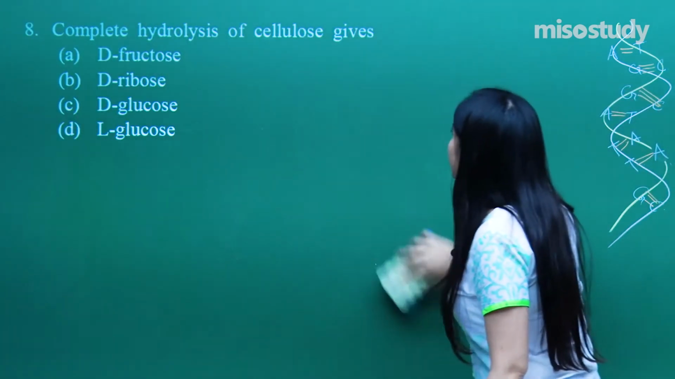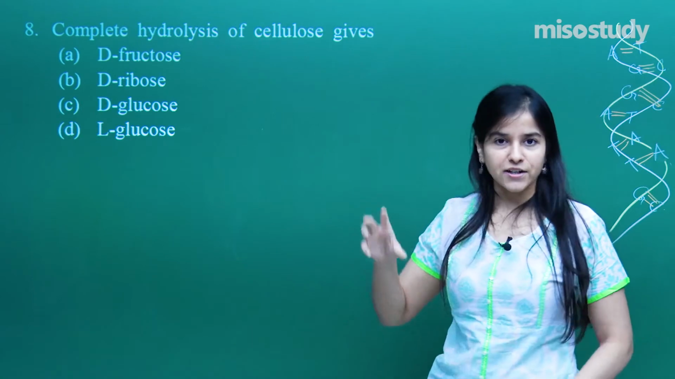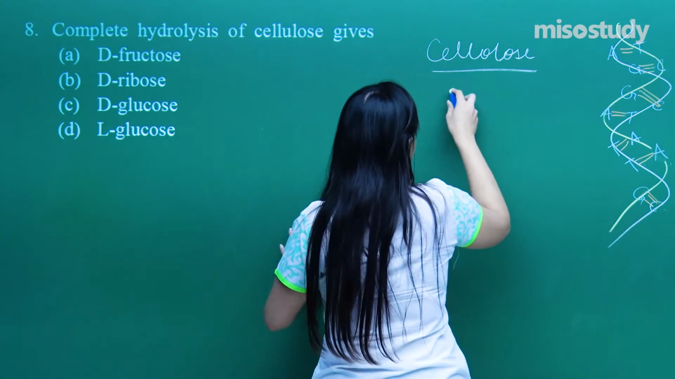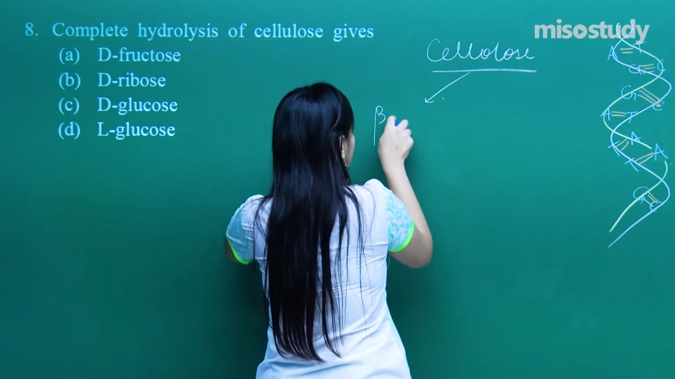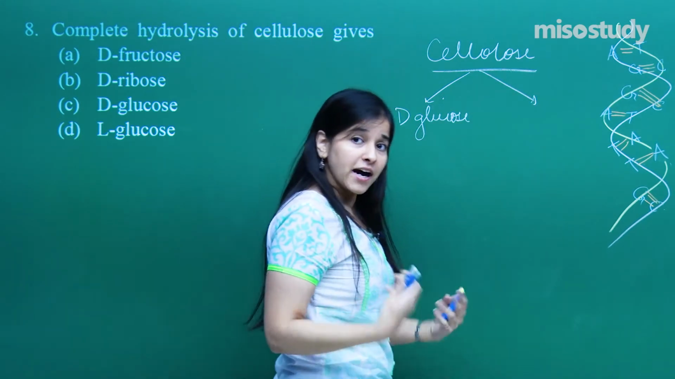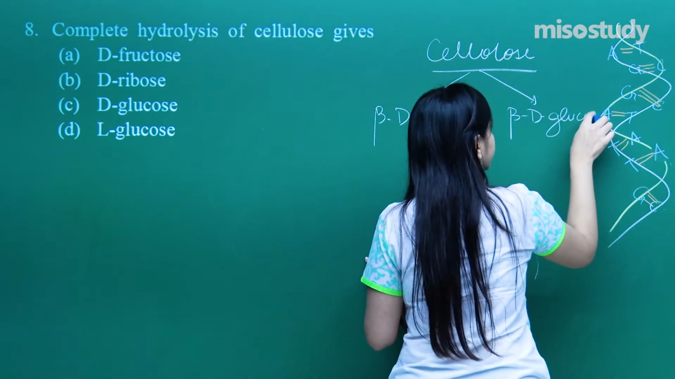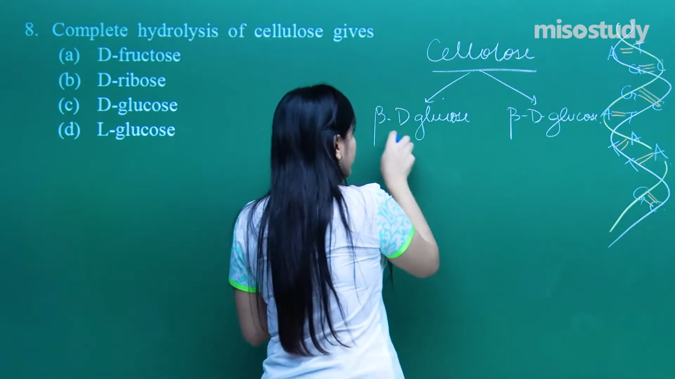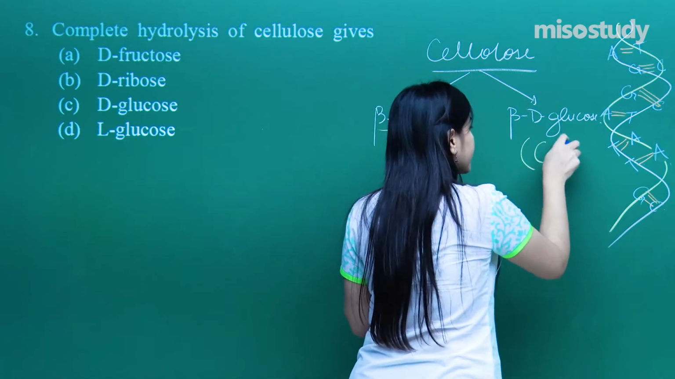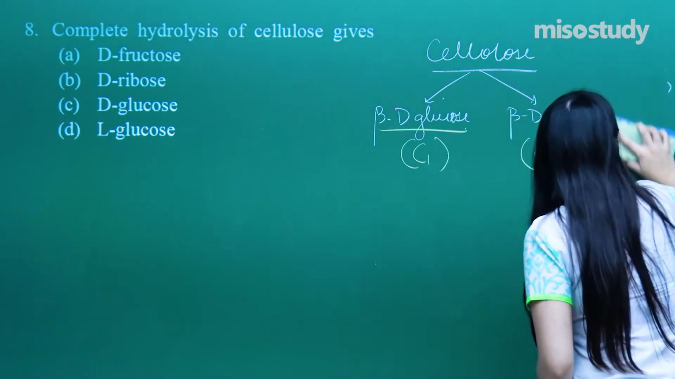Complete hydrolysis of cellulose gives. So, remember the structure of cellulose. What does it actually contain? So, cellulose is actually having a beta D glucose and a connection between what? Again a beta D glucose. So I've got a beta D and a beta D. And one beta D glucose is connected via carbon 1 and the other one is connected via carbon 4, and that is how the connection is made. So let us just have the structure first.